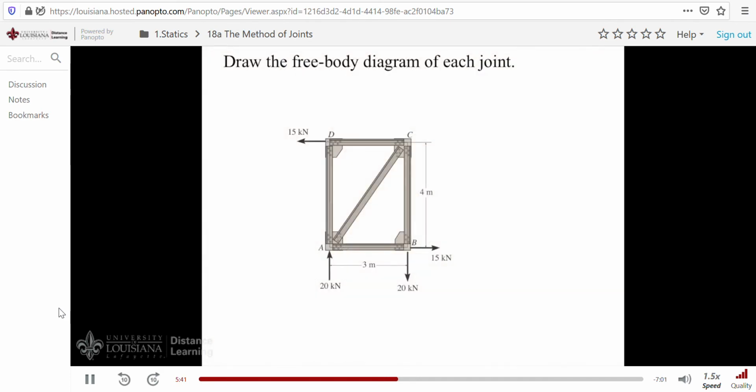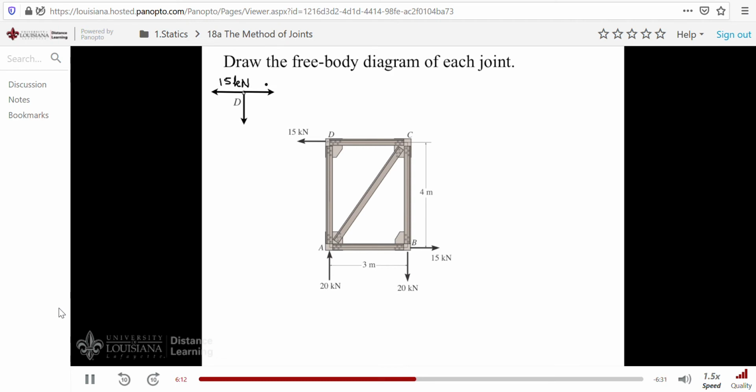But for now, let's consider just drawing a few free body diagrams of different joints to see more about what the method of joints is about. Let's consider this truss, which is in equilibrium with these external forces. And let's begin by drawing the free body diagram of joint D. There, of course, we'll have three forces acting. They look like this. We have the known force of 15 kilonewtons.